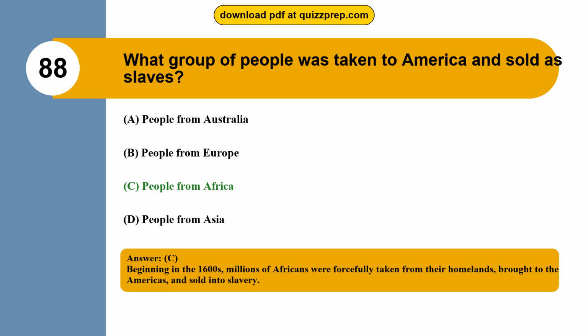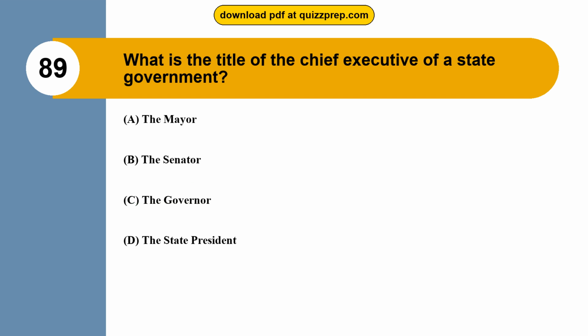Beginning in the 1600s, millions of Africans were forcefully taken from their homelands, brought to the Americas, and sold into slavery. Question 89. What is the title of the chief executive of a state government? Option A, the mayor. Option B, the senator. Option C, the governor. Option D, the state president. The correct answer is option C, the governor.